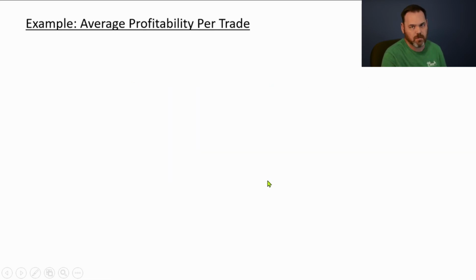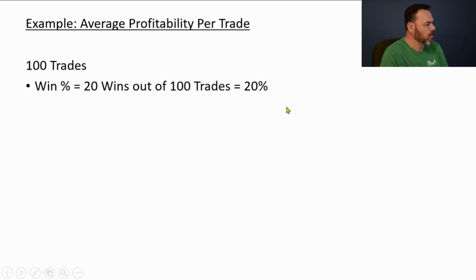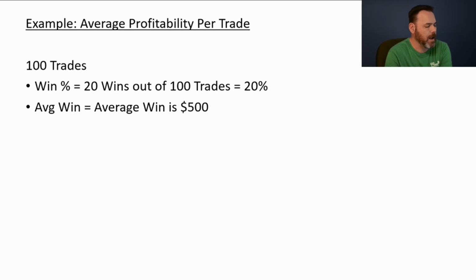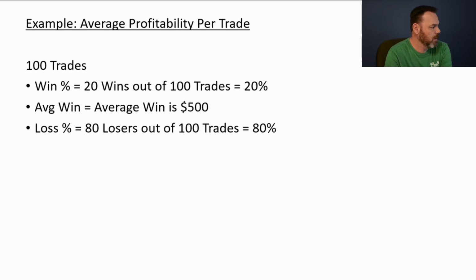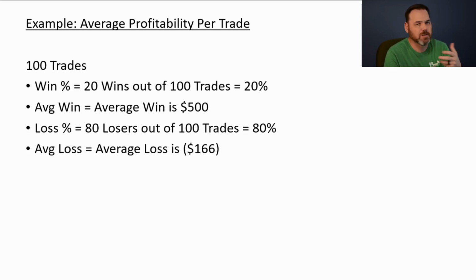And so let me show you two examples of it, okay? So let's say I take 100 trades. And out of that, I've got 20 wins out of 100 trades. Well, that ends up being a 20% winning average, okay? My average win, when I do win, we'll say it's $500, okay? Now, that means on the flip side, 80% of the time I'm losing. But on my losing trades, whether I've got stop loss or trailing stuff or whatever, my average loss is only $166, or minus $166, okay? So that's a 3-to-1 risk reward ratio.